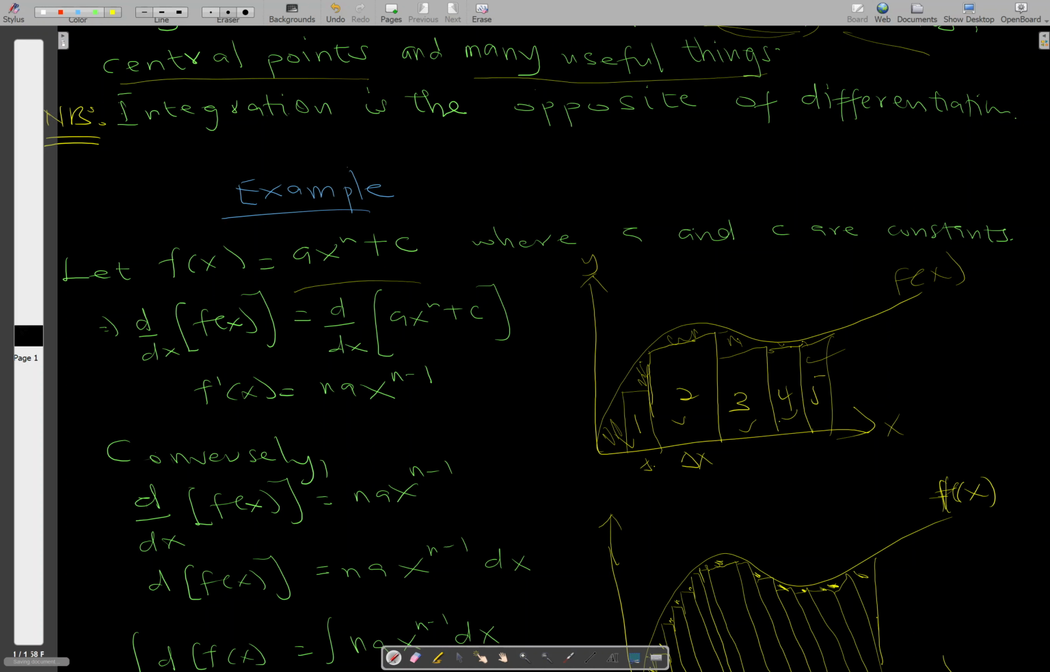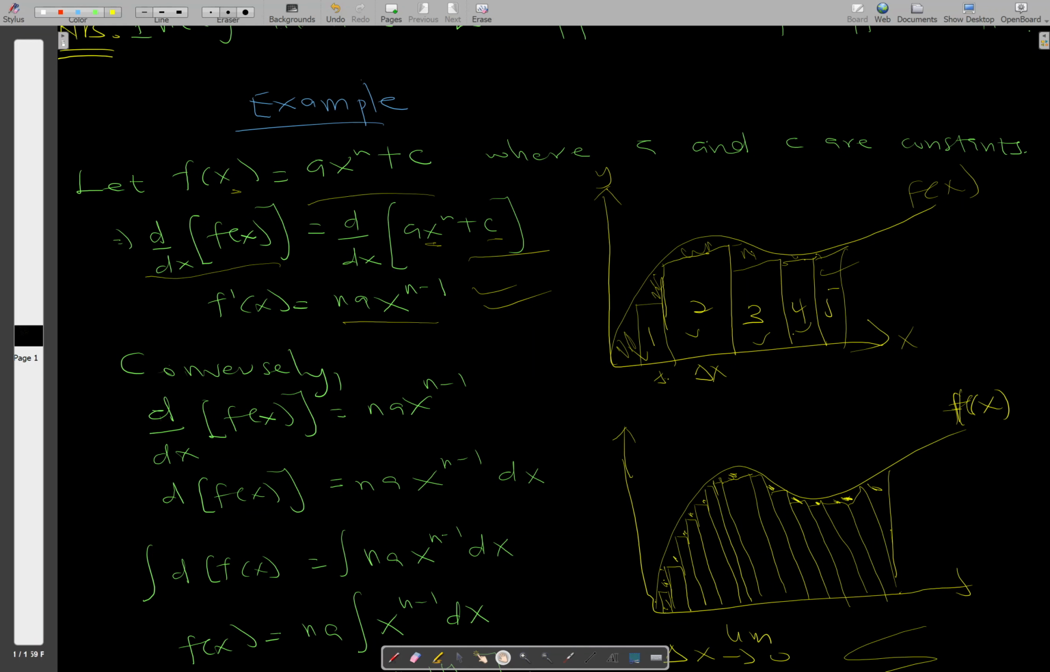Since the function f is a function of x, it means that x is the independent variable. So we differentiate f of x with respect to x, and when we do that, we get this. The derivative of a x to the power n is given by n a times x to the power n minus 1, and our c is a constant, and therefore the derivative of a constant is always 0.